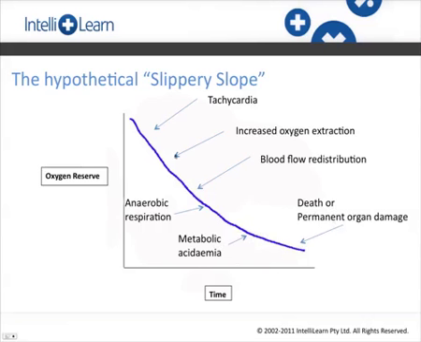So the idea of the slippery slope is for us to try and imagine at any one time where on the slippery slope the particular fetus would be, and if it's in a particular place on the slippery slope, you can think of perhaps the mechanisms that are going on to compensate at the time.